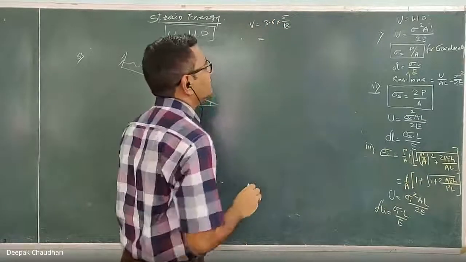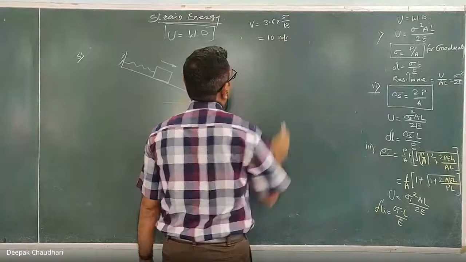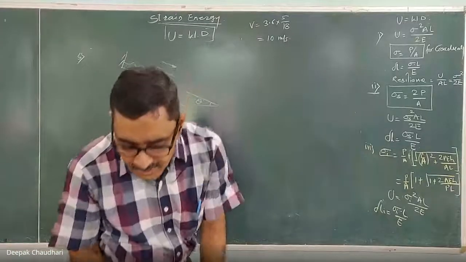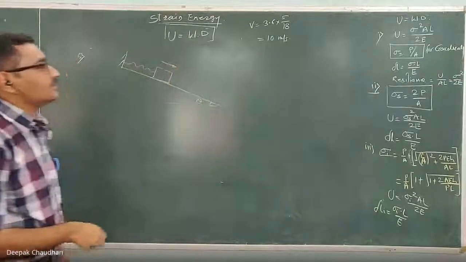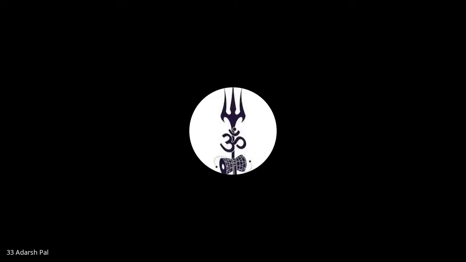How much? 10 meter per second. Calculate. It is 3.6 kilometer per hour, so 3.6 into 5 by 18. Calculate and tell me the answer. Is it 10 meter per second? Sir, it is 1 meter per second.